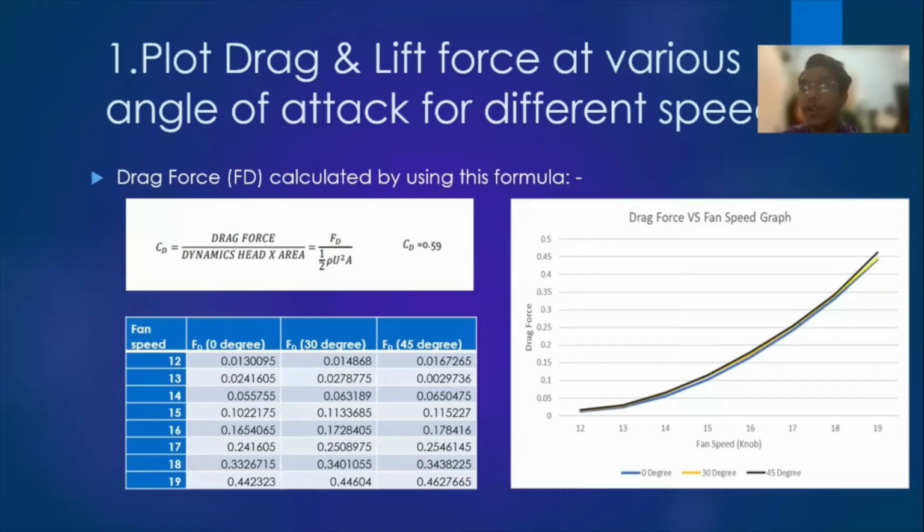Based on the graph, as the fan speed increases, the drag force increases as well. Drag force of 0, 30, and 45 degrees have very similar graph patterns, but we can see clearly that 45 degrees is the highest.